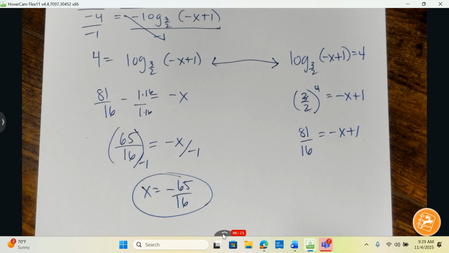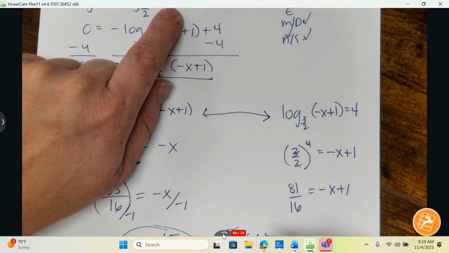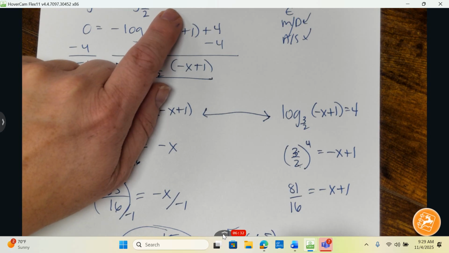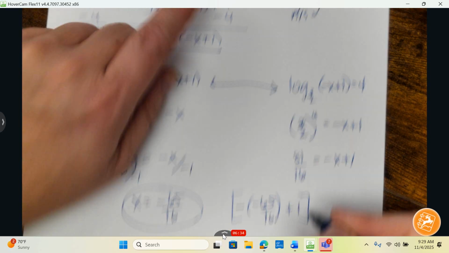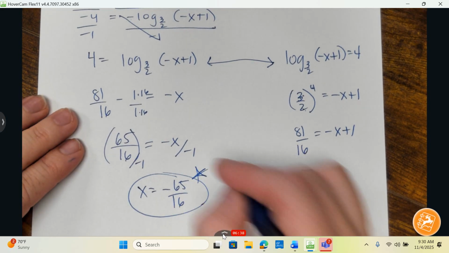Now, I don't know if this is going to work or not, so let's look. If I take this and I plug it in similar to last time, I already have a negative sign, then I'm going to substitute negative 65 over 16 in for x and then add 1. Well, two negatives make a positive, and then a positive plus a positive, in fact, works.